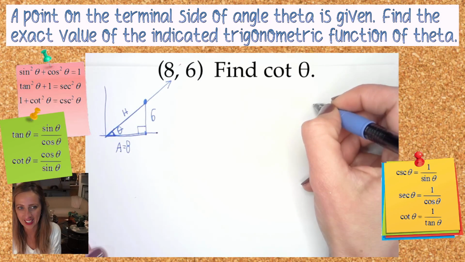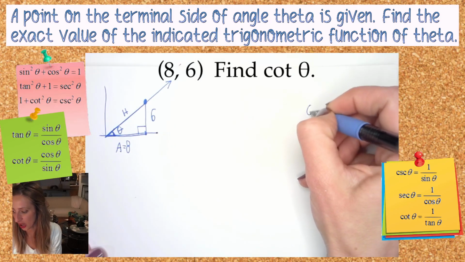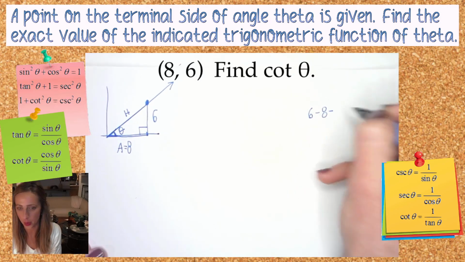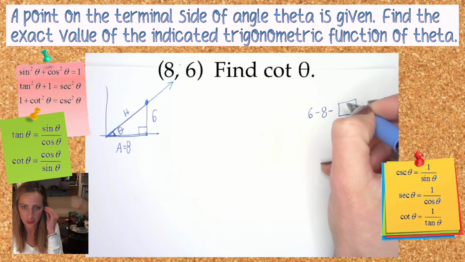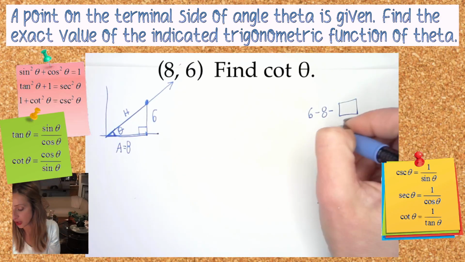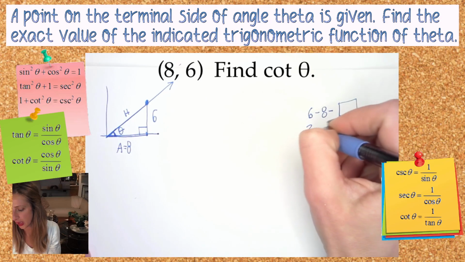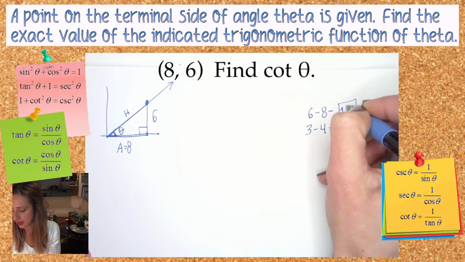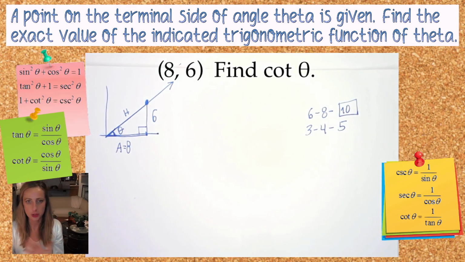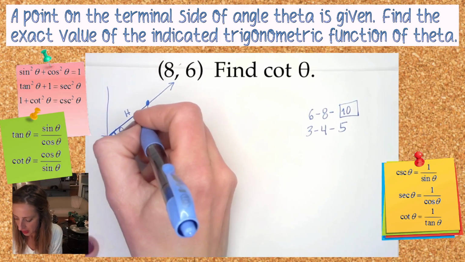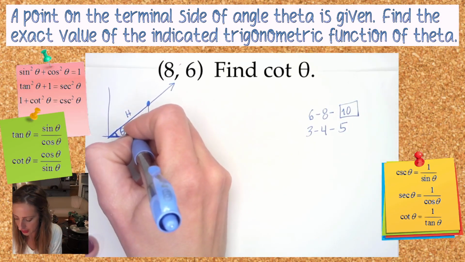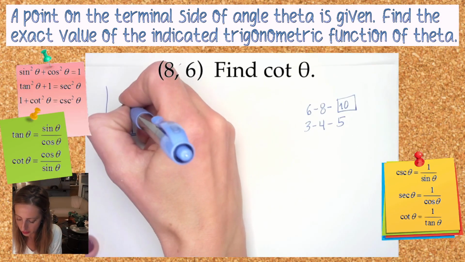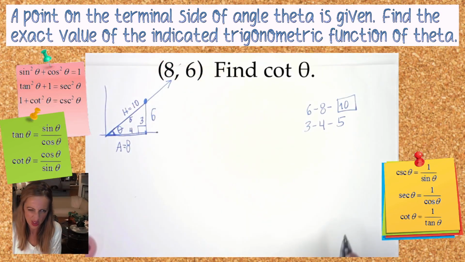So 6, 8, blank is a part of a Pythagorean triple. These are both divisible by 2. So if I divide them by 2, I get 3, 4, 5. So that means the missing side is 10. You could also find that with the Pythagorean theorem, which isn't really necessary. Inside of this triangle, I'm going to write down the 3, 4, and the 5. On the outside, you have that the h is equal to 10.